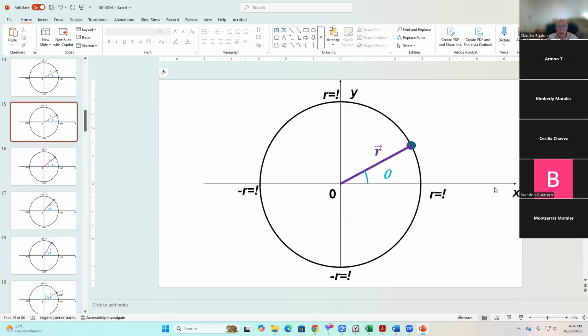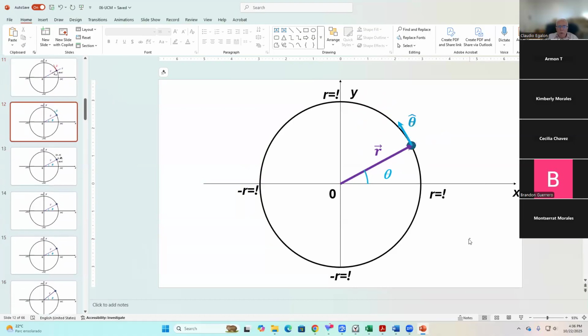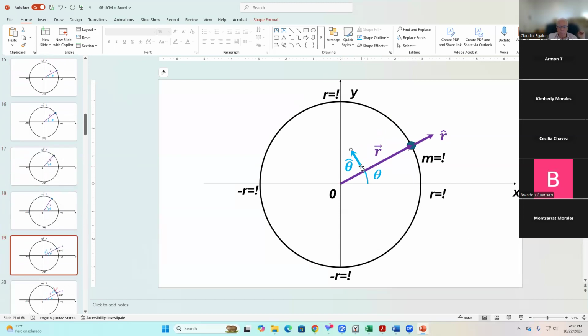Here you go, unit vector r, and here I put the unit vector theta elsewhere. I can put it here or some other place. It doesn't matter where. It can be here or there, where the particle is located. Unit vector theta is parallel to the velocity vector v.